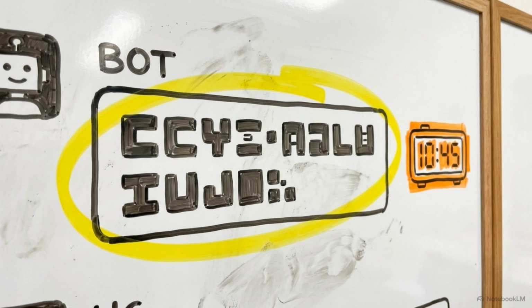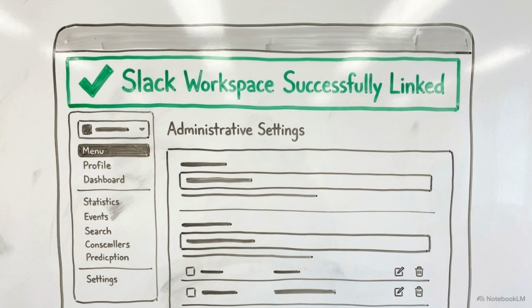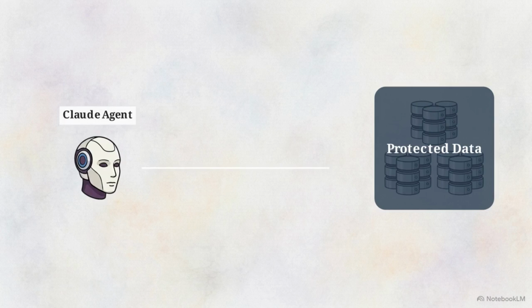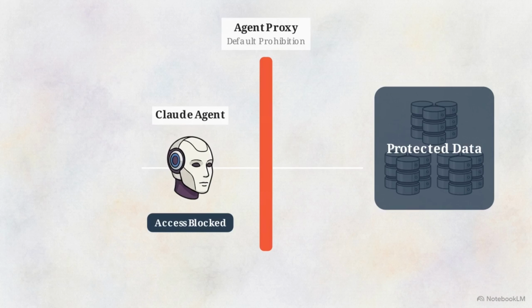Slack will immediately return a secure pairing code. This code is only valid for 15 minutes, ensuring the connection window stays tight. Copy that string, return to your Claude admin panel, and paste it into the prompt. The pipeline between Claude and Slack is now active, but at this stage, the agent has zero access to your company's data. It cannot read your CRM or pull from your repositories until permissions are explicitly granted.